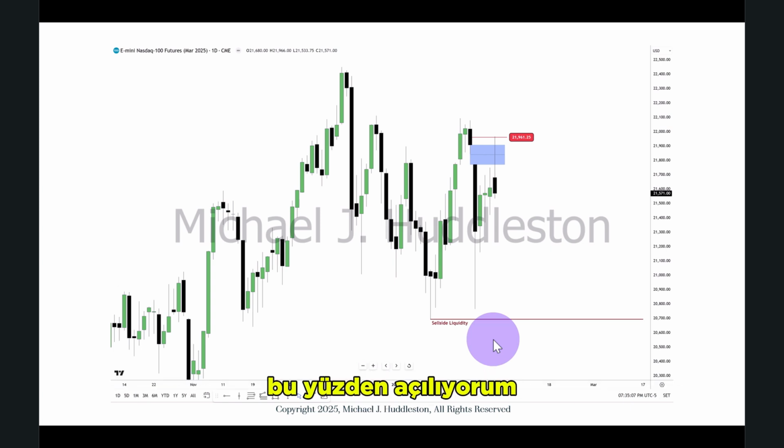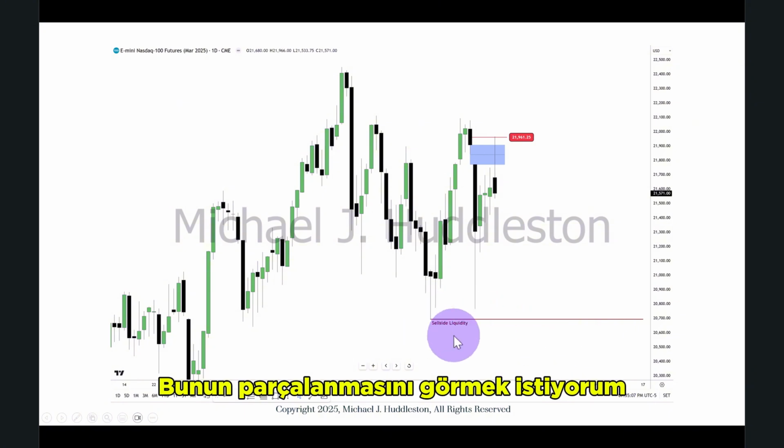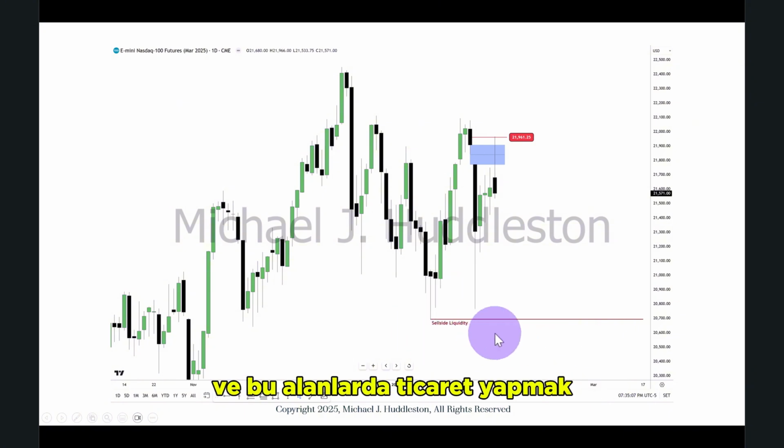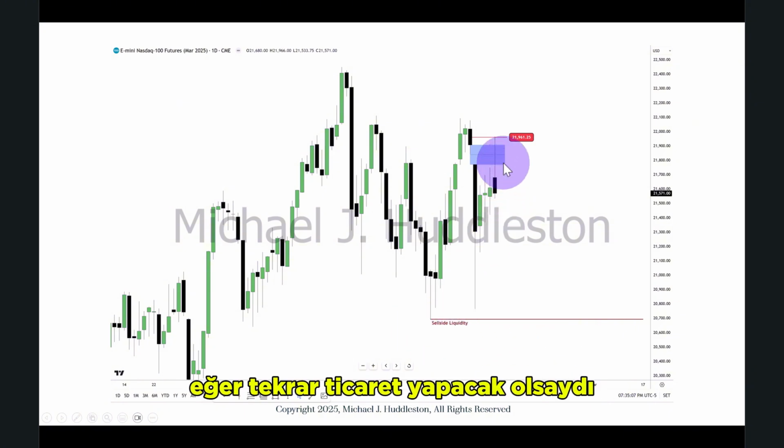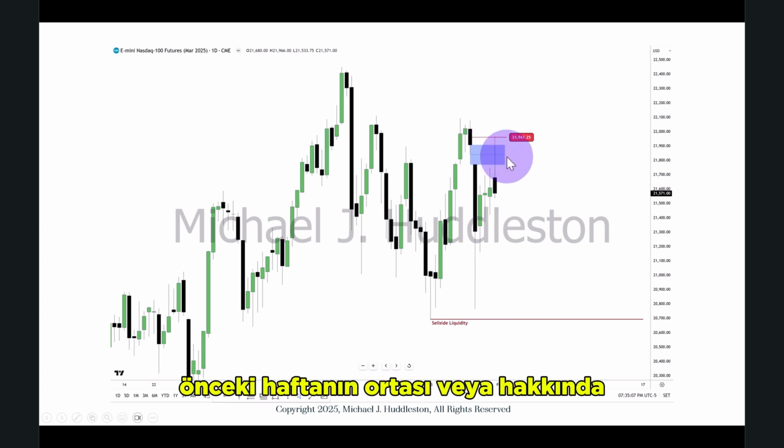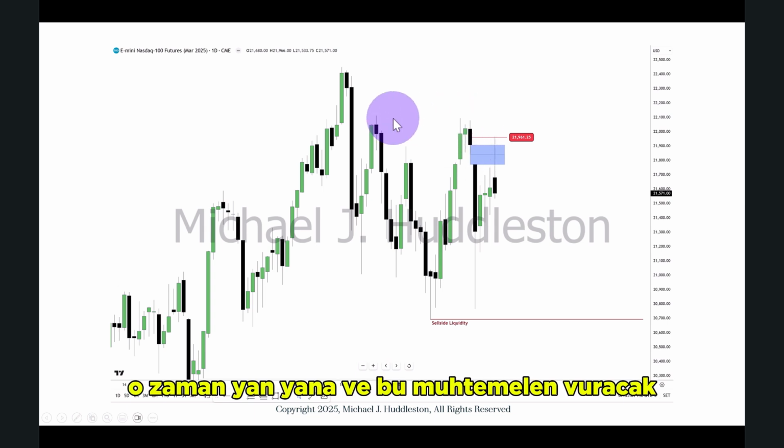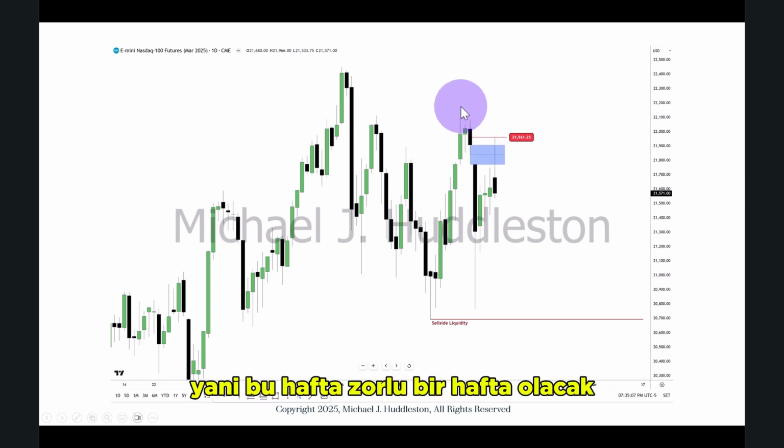So I'm opening up with a new week on Sunday with a very soft bias that I want to see it break down and trade in these areas here. If it were to trade again above the midpoint or previous week's Friday's low, then it's the buy side. That's probably going to get hit. So it's something of a challenging week this week.